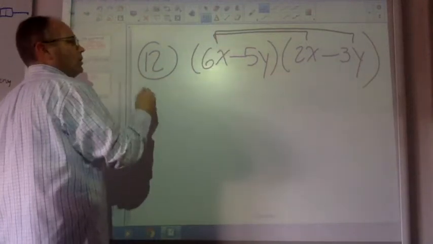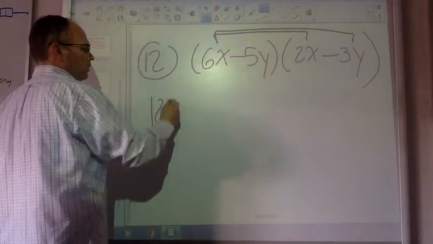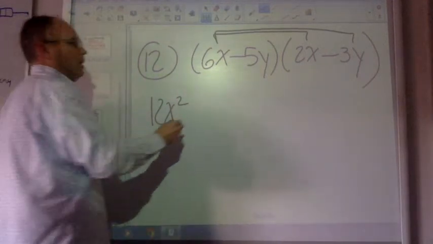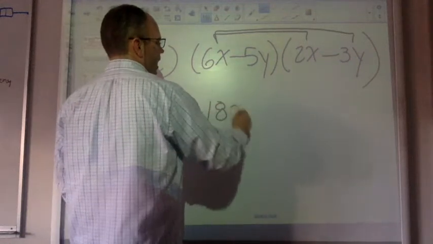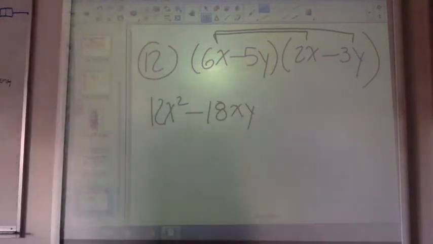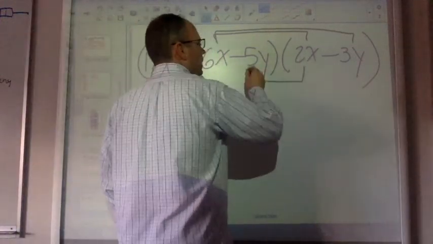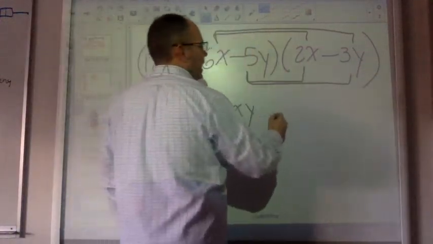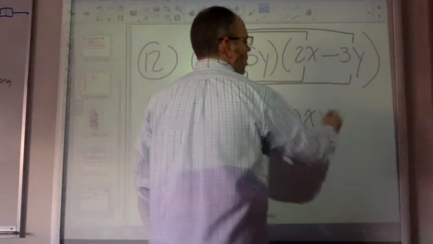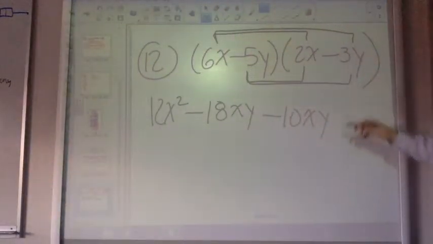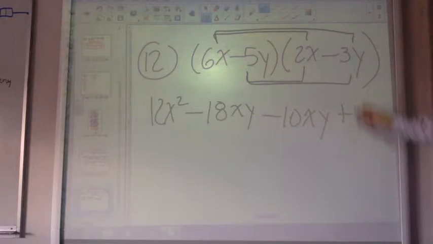6x times 2x is going to be 12x squared. Then 6x times negative 3y is going to give me negative 18xy. You could have negative 18yx, but they usually like it to keep it in alphabetical order. And then we're going to distribute negative 5y. That gives me negative 10xy, or negative 10yx. It's the same thing, but again, keep it in alphabetical order. And negative 5y times negative 3y is positive 15y squared.